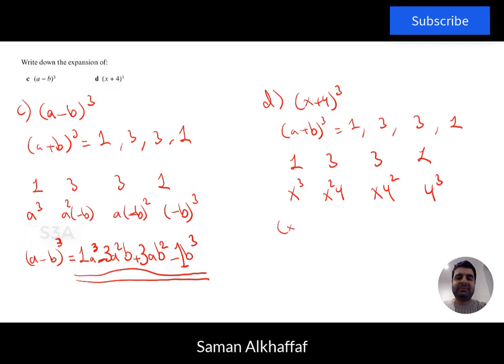So for x plus 4 cubed, we would have 1x cubed plus 3x squared times 4, so that will give us 12x squared, plus 4 squared, that's 16, multiplied by 3, that would give us 48x, plus 64.